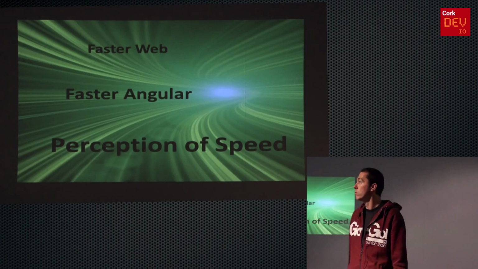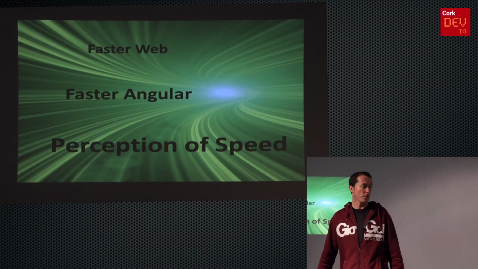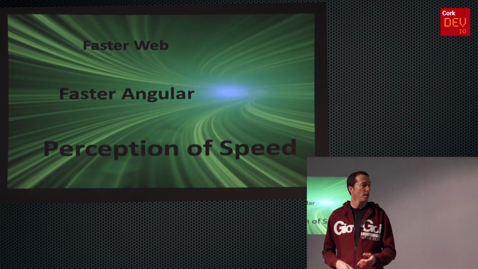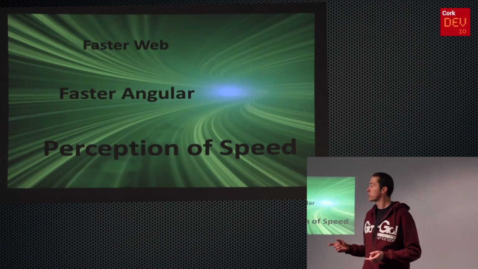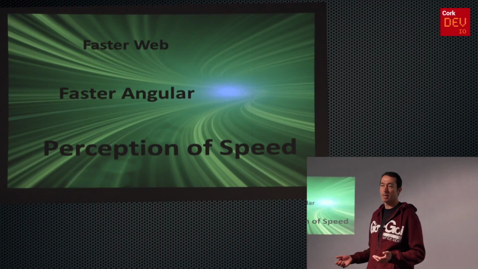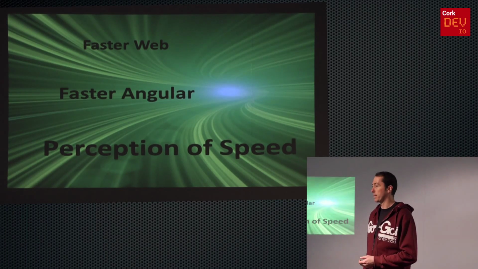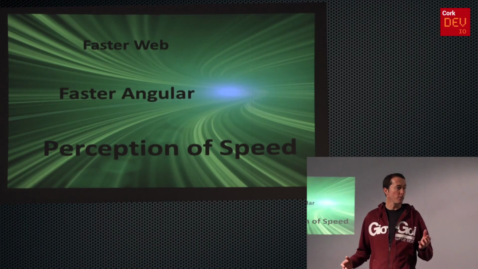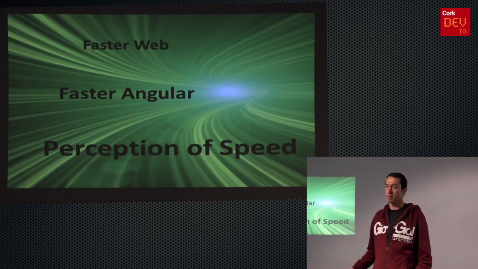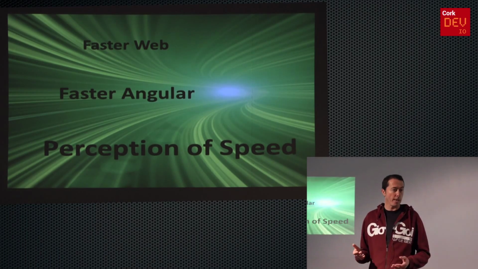For people who don't know, AngularJS is a model view controller framework in JavaScript, so it's pretty handy for doing a lot of nice, rich applications in JavaScript. I'm going to talk about three different things. I'll talk about how you make any web page faster in general, and then more specifically about Angular, and then about the perception of speed or the illusion of speed, which in some ways is what counts the most. So when a user is on your page, they feel everything is moving really quickly.